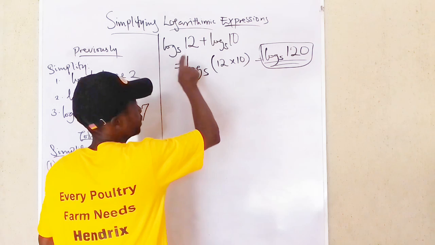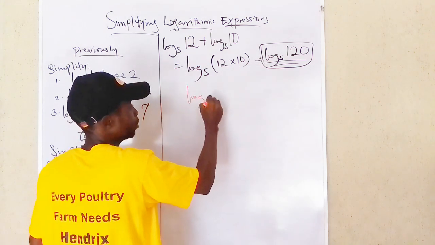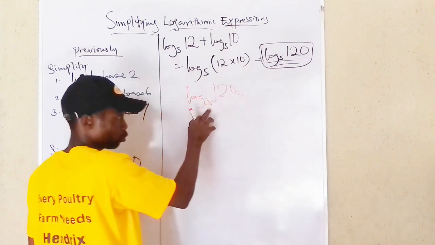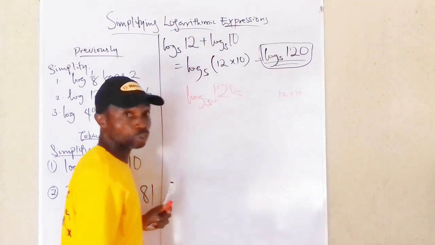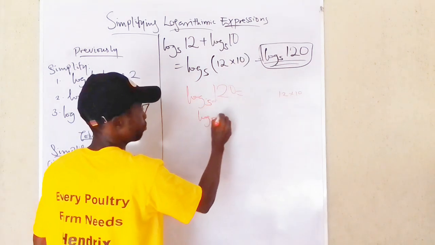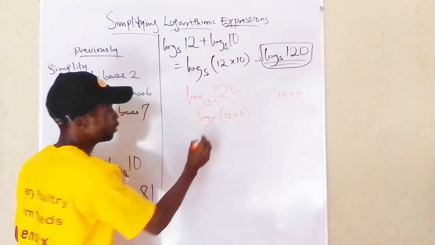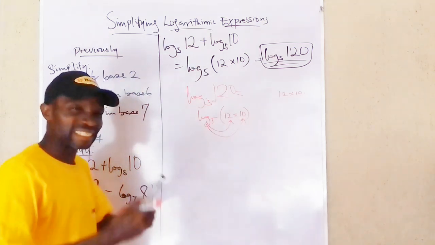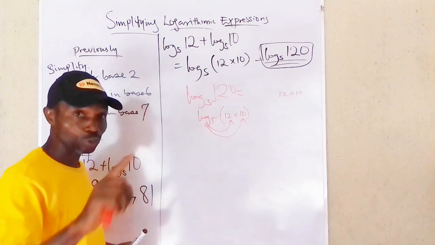Now, what that means is this. We actually got this from here. We have done the reverse. Log in base 5 of 120 means what? What is 120? 120 is actually 12 times 10. Is that not true? So it's the same thing as saying log in base 5 of 12 times 10. Now by the time you separate them and have both of them with their separate logs, this sign of times will change to plus.